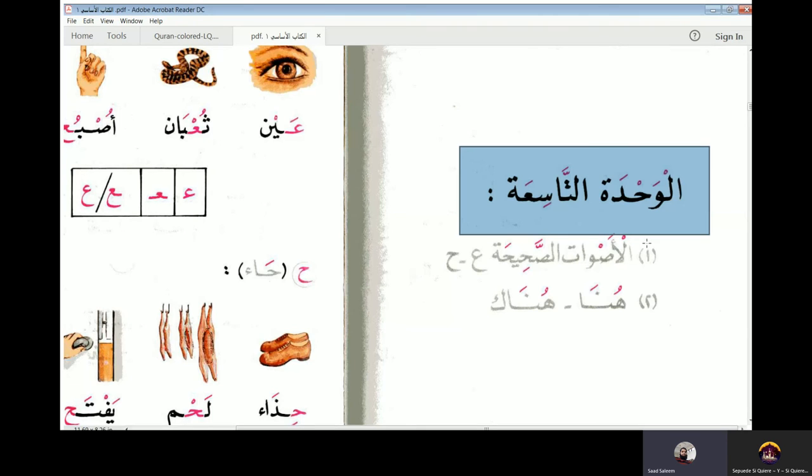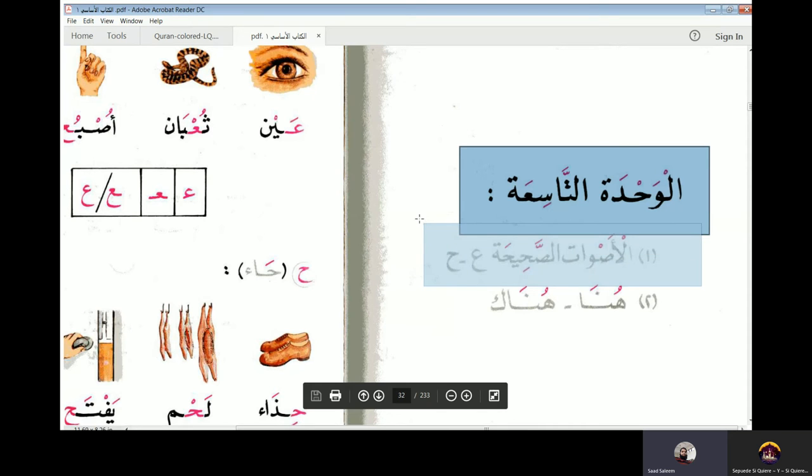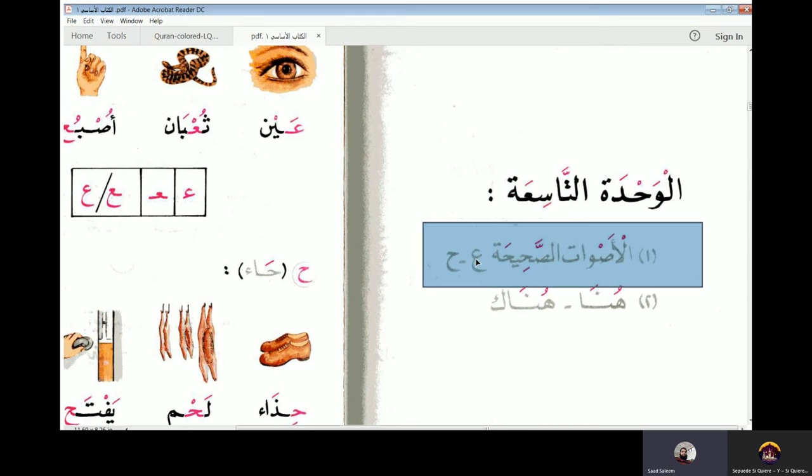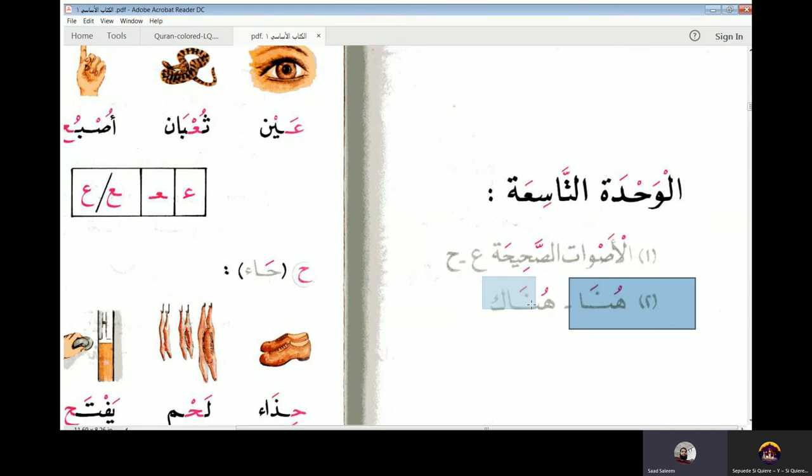Bismillah ar-Rahman ar-Rahim. Today we are going to start from the book Al Kitab Al Asasi, page number 32 on PDF, Unit 9. Al Aswat Sahiya, consonant versus Ain Ha. Huna means here, Hunaka means there. What is the meaning of Huna? Here and there. Huna means here, Hunaka means there. Good.